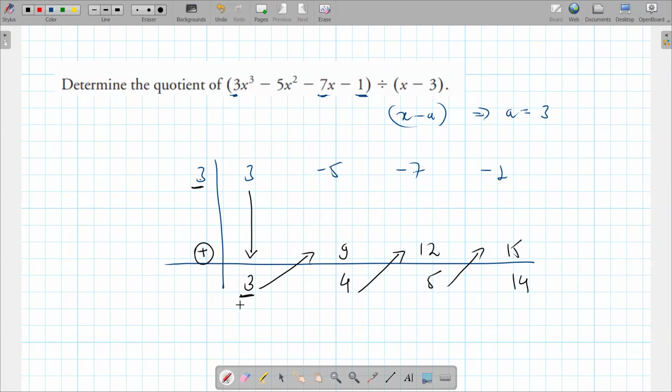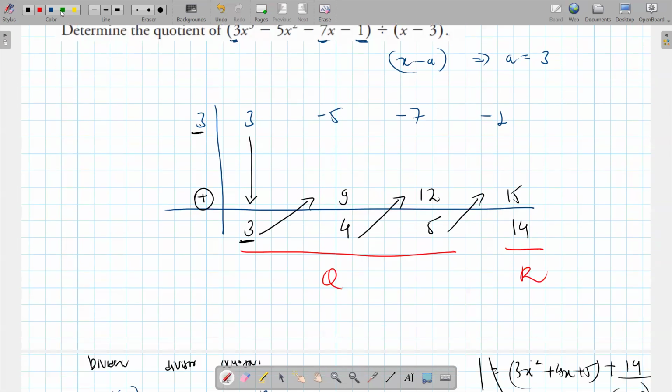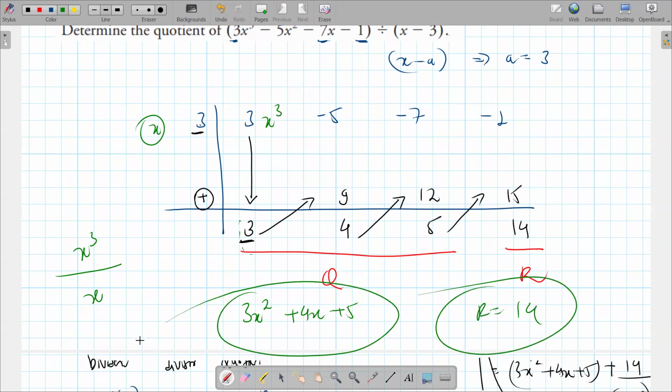So the first 3 terms here, this is going to be your q, and this is going to be your remainder. Since we had a cubic function and we're dividing it by a linear function, your quotient must be a quadratic. It must be a degree 2 polynomial. And this is the same answer that we had before using polynomial long division.